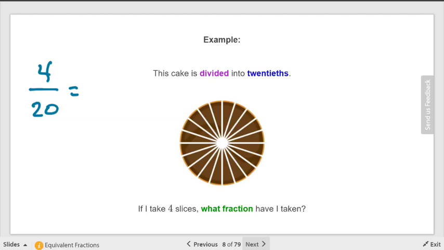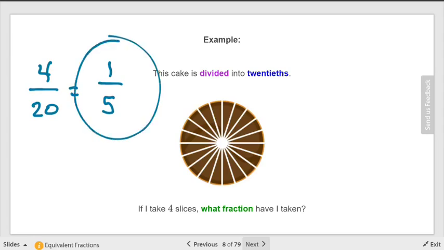But what will divide evenly into 4 and 20? Well, they'll both divide by 4, right? Which is going to give you a 1 in the top and a 5 in the bottom. So they're equivalent fractions. And you must write them in this format. Do we write that? Yes, please. Anything that I write, you can assume that you should write.